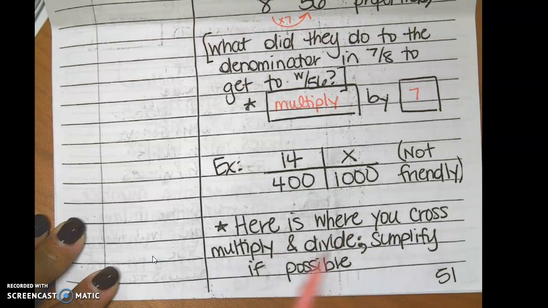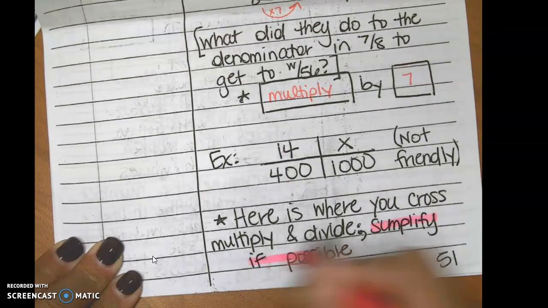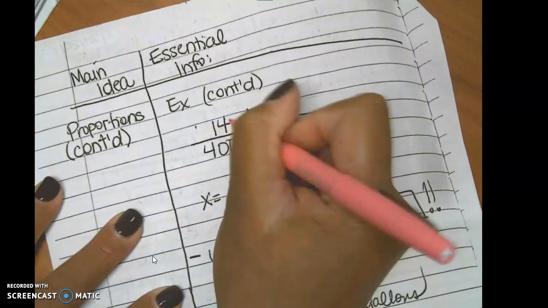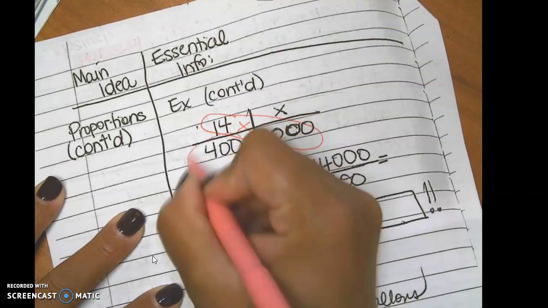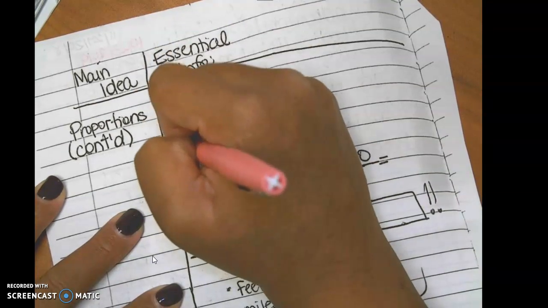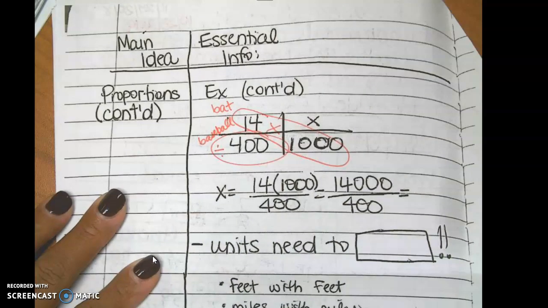So here's where you cross multiply and divide, and then always, always, always, I have to stress this, simplify if possible. Okay, please highlight that on your notes because it is very important. So on the next part, I've cross multiplied, so 14 times 1,000, multiply, and then I divide by 400. I call this the baseball and the bat method, and it's so relevant because the Astros are in the World Series right now. Go Stros.